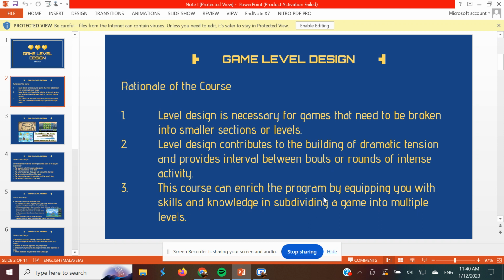So in the rationale of this course, basically, it will equip you with skill and knowledge on how you can subdivide a game into multiple levels. There should be multiple levels within the game level design, because you need to create a major interaction for your characters to engage with so many factors in one level design.